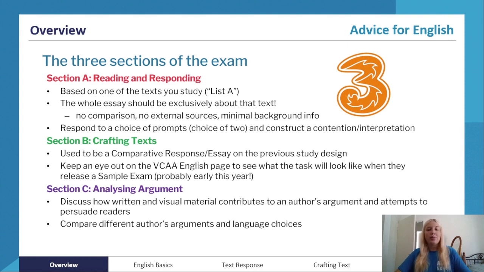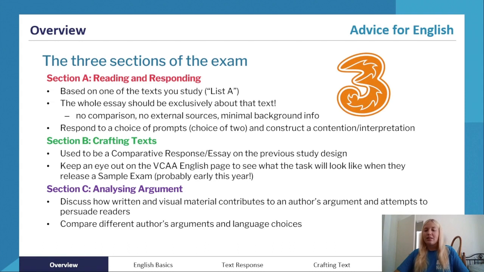There will, of course, be a sample exam released this year. So keep an eye out. It will probably be up very, very soon, and give you a look at what the exam task will actually look like. Section C is analyzing argument.